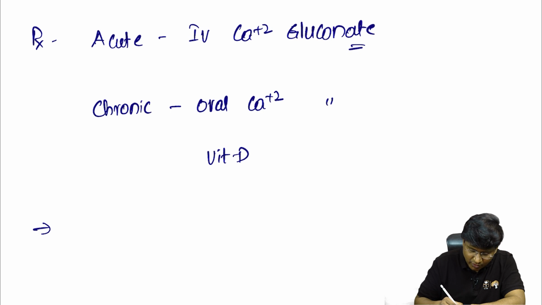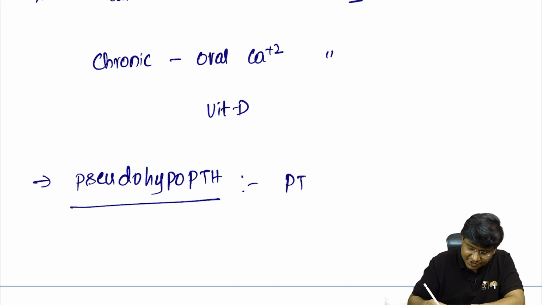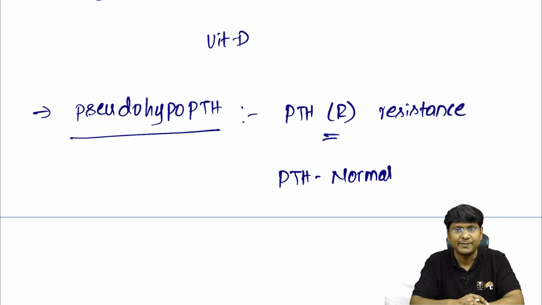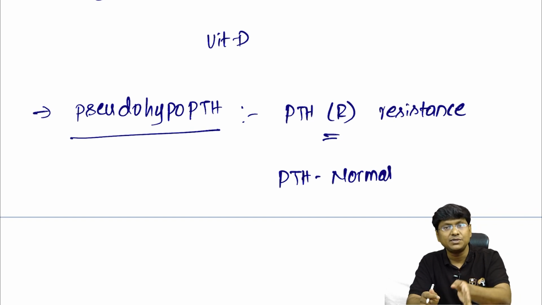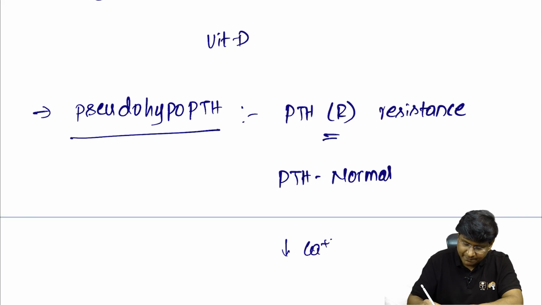Then we have one more entity called pseudo-hypoparathyroidism. Now, what do you understand by this? Pseudo-hypoparathyroidism is where these patients will have receptor resistance, right? Parathormone receptor resistance will be there. But parathormone levels are present in adequate quantities, because the receptors are resistant. Parathormone is not able to act on the receptors, and thereby these patients will have hypocalcemia.